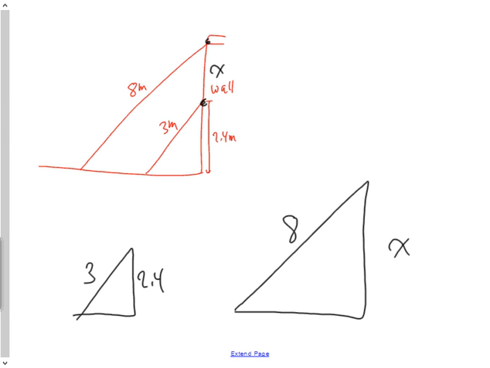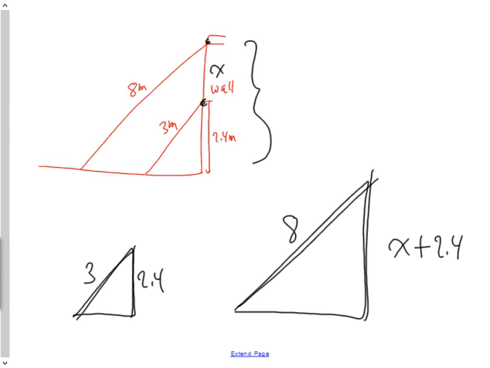Okay? So I'm not going to call the whole thing x. I'm going to call this distance x. So the whole distance here is not just x. It's going to be x plus an additional 2.4. Okay? So this is going to be 3. This is going to be 2.4. This is going to be 8. This is going to be x plus 2.4.